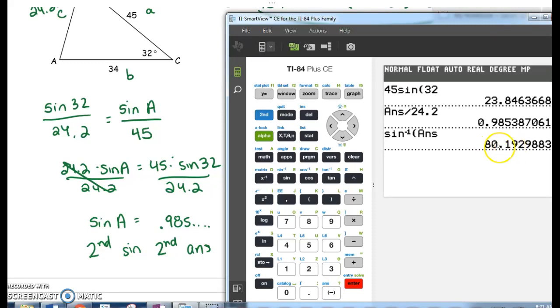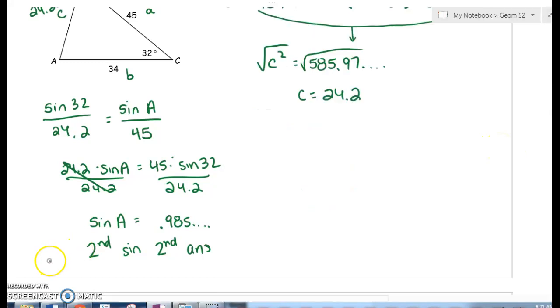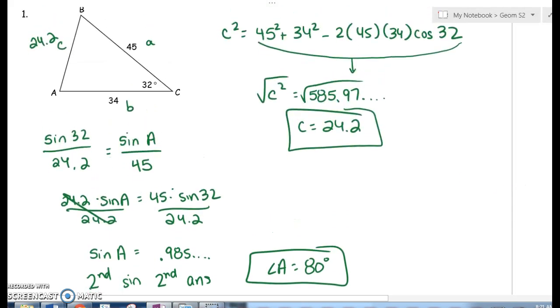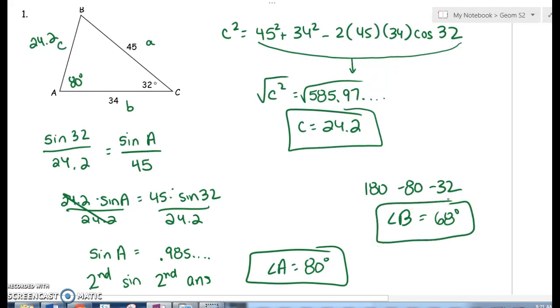Angles we round to the nearest degree, so this would be 80 degrees. So angle A is 80 degrees. All right, so we have those. And then we still have angle B, but luckily we don't have to do any trig to find it. We know two of the angles already, and we can find the third by subtracting them from 180. 180 minus 80 minus 32 will give us our angle of 68. Yeah, angle B equals 68. All right, and that's your answer.